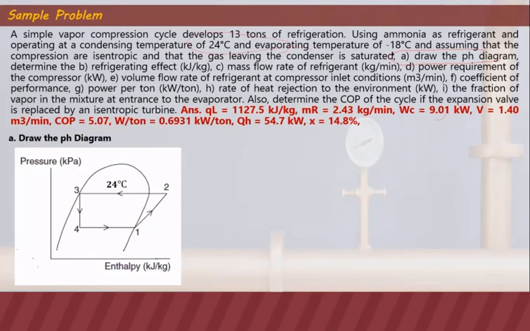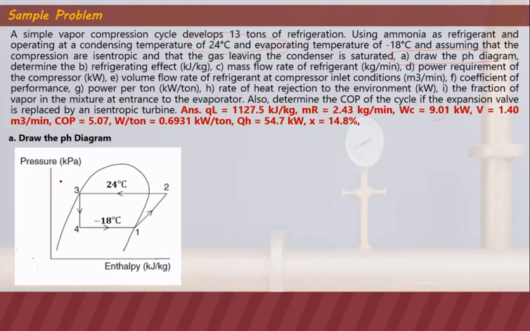And then we have negative 18 degrees Celsius on the evaporator side, and on the condenser side we have 24 degrees Celsius. So this is how the pH diagram looks like. As you can see, we only have two pressures here: the pressure at 24 degrees Celsius and the pressure at negative 18 degrees Celsius.